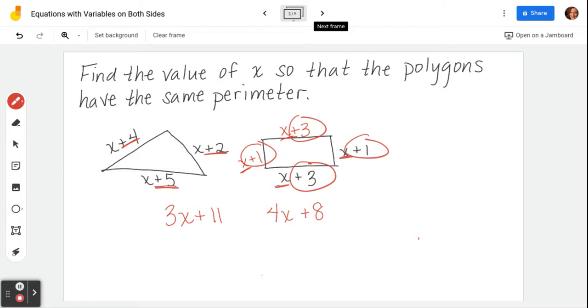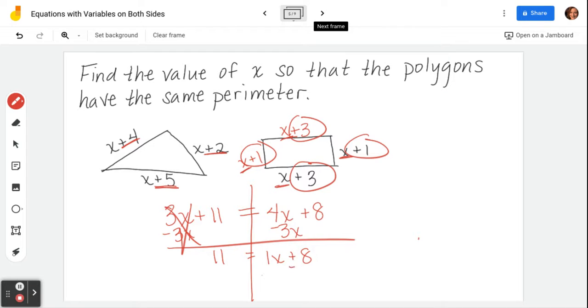I want them to have the same perimeter, so I'm just going to put an equal sign in between. And now it's exactly what we were doing on all the problems before this. I'm going to split it. I can subtract the 3x, or I can subtract the 4x. I'm going to subtract the 3x. Guess why? Because I don't want negatives. So the 3x disappears over here, and I have positive 11 equals 1x plus 8.